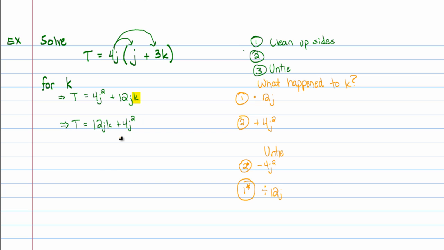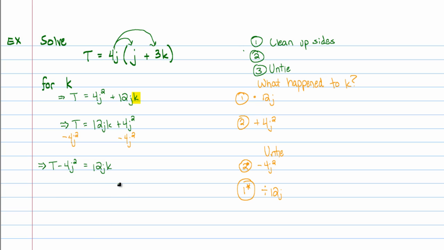I'll subtract 4j squared from both sides. Everything has to be done to both sides. On the left-hand side, t and j are two totally different variables, so they can't really subtract easily. So you're just left with t minus 4j squared. You can't combine those two terms. On the right-hand side, the 4j squareds cancel, and you just have this 12jk.